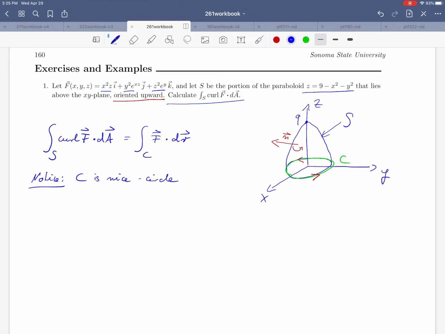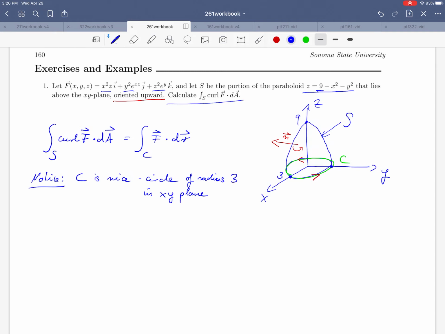It's a circle, and we didn't draw in the radius, but you can imagine right here the radius is going to be 3. We're going to double check that, but it makes sense. You have 9 minus x squared minus y squared, so when z is equal to 0, you have this 9 right here. So this is a circle of radius 3, and it's in the xy plane. That's pretty nice. This is a nice easy curve that we have parameterized before, so we can deal with that.